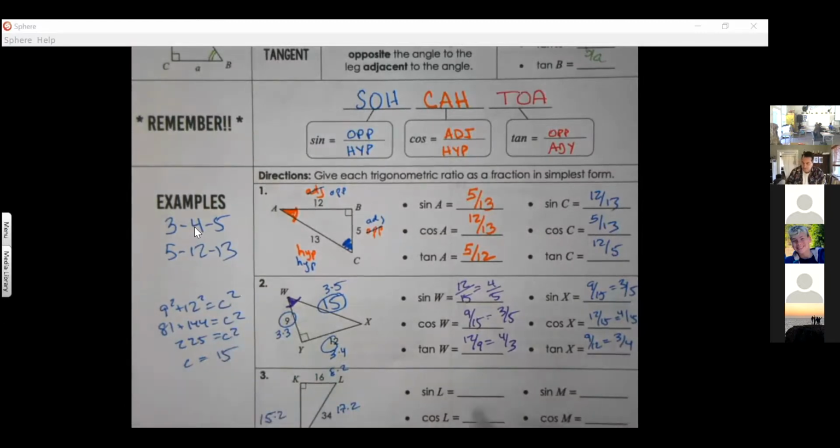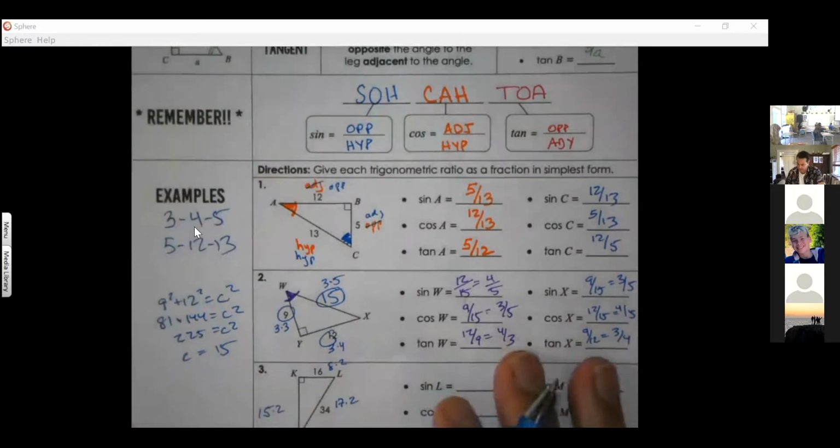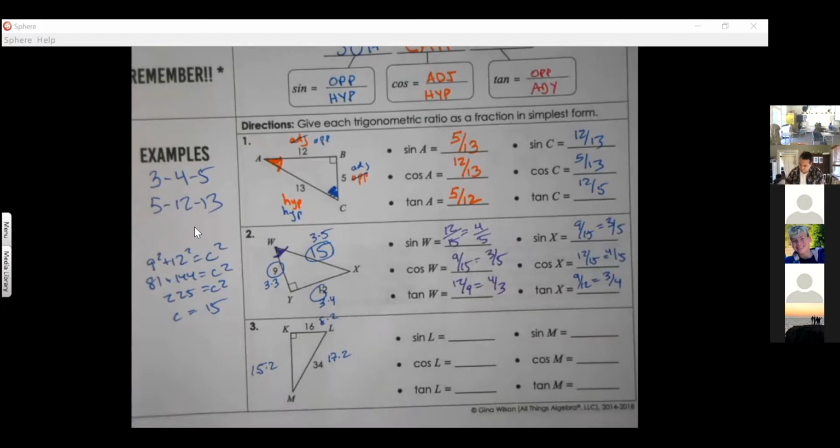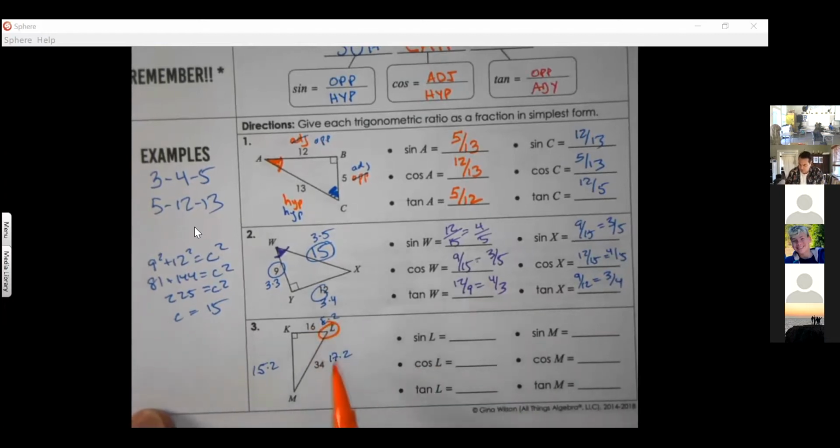All right, let's go through this one real quick and do it one more time. So sine of L, this is our perspective here. So we're going from L, sine is opposite over hypotenuse. So that would be 30/34, which is 15/17. Cosine of L would be 16/34, which is 8/17. And tangent of L would be 30/16, which is 15/8.